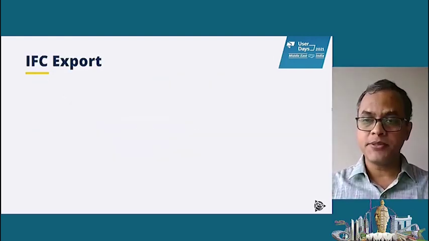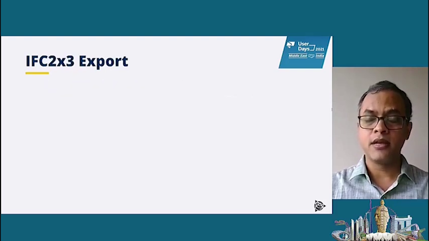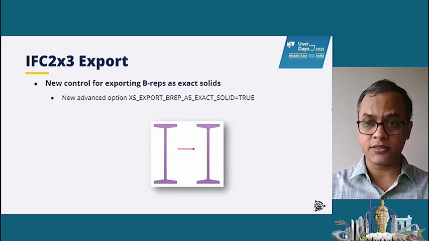On the IFC export side, the property set accuracy for area, volume and mass properties has been updated to be more accurate. On the IFC 2x3 export side, we have a new advanced option available now to control whether BREP objects will be exported as exact solids or not.